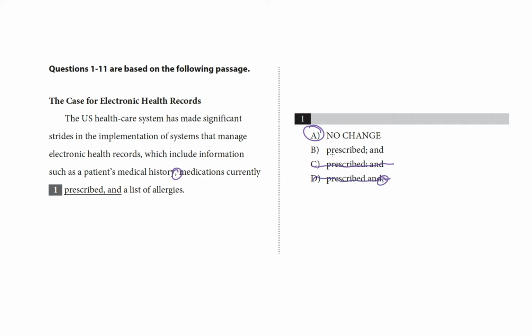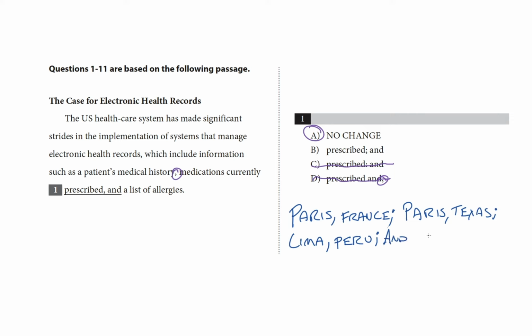And choice B uses a semicolon, which can be used to punctuate a list, but only complex lists, like, say, lists of cities where commas are already used within the listed terms. I'll show you. I've been to Paris, France; Paris, Texas; Lima, Peru; and Lima, Illinois. Right? You can see how these comma-separated items are themselves separated by semicolons. That's a complex list. What we're looking at here is not a complex list, so we don't need that semicolon.